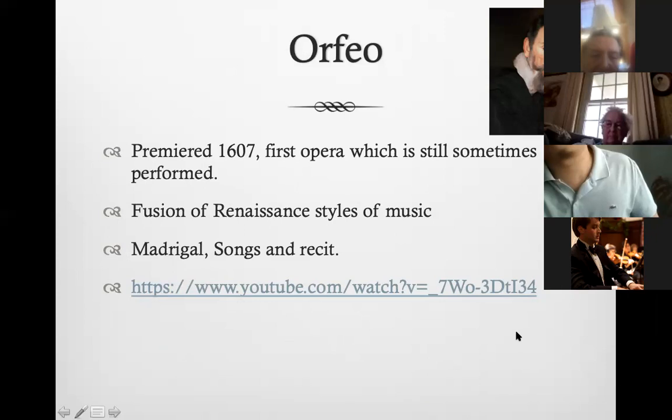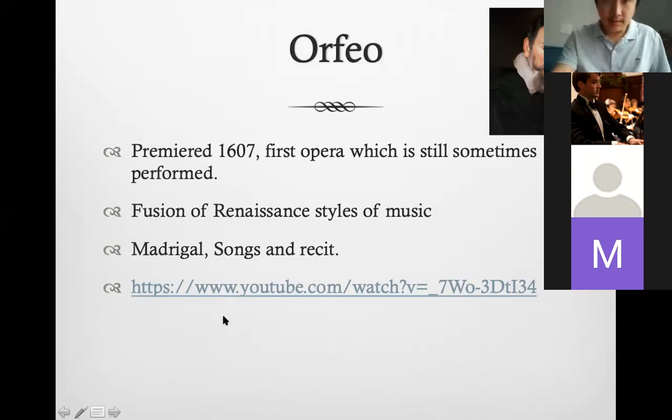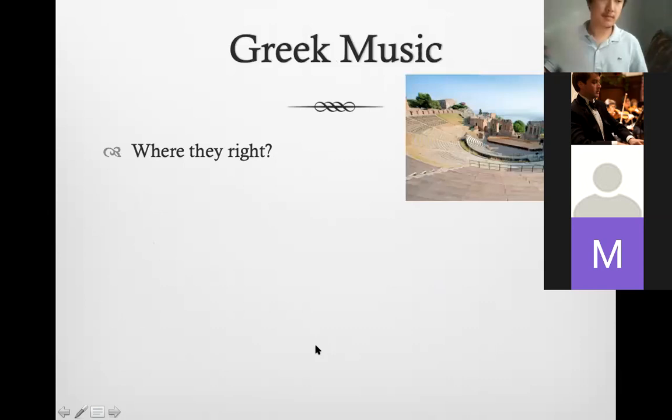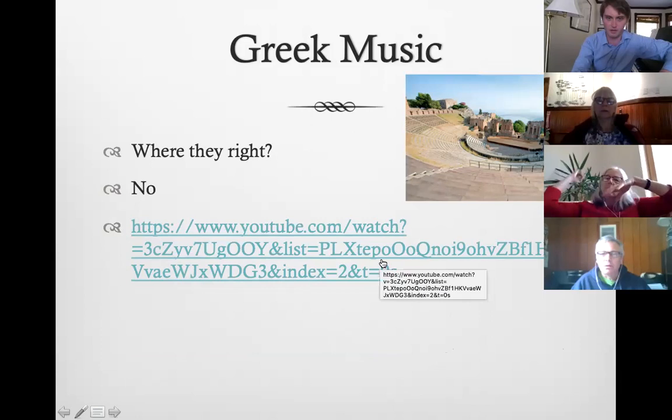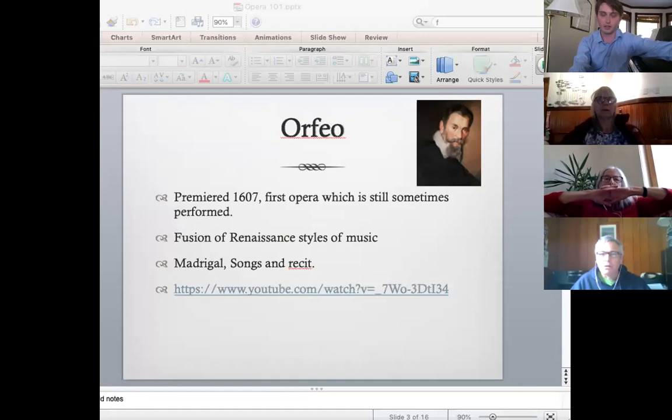Let's move on just for time's sake to our next thing. Okay, so as I said, with Greek, they were trying to recreate Greek theater, and were they right? Well, the answer is no, they were not right, and I will show you why. So the modern efforts to reconstruct music, they've actually found like 40 or so pieces of ancient Greek music, which is quite cool. And this one that I've got right here is, I believe, a Euripides play. So this is from one of his plays. It's been reconstructed and performed. I will play you some of this.